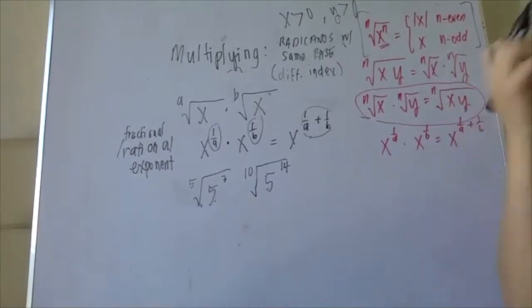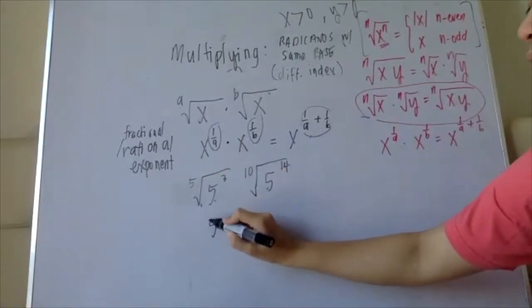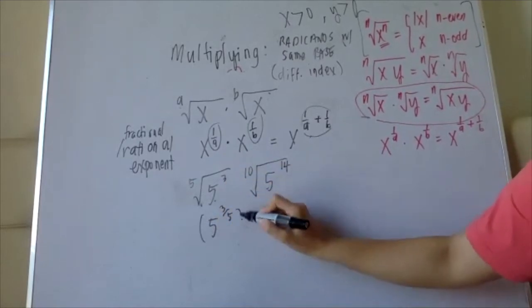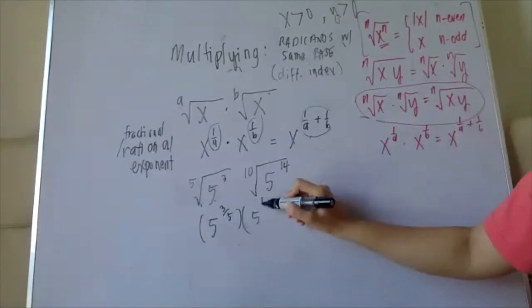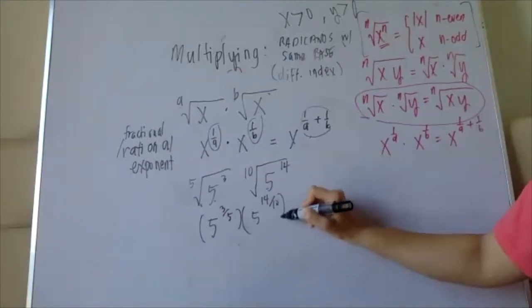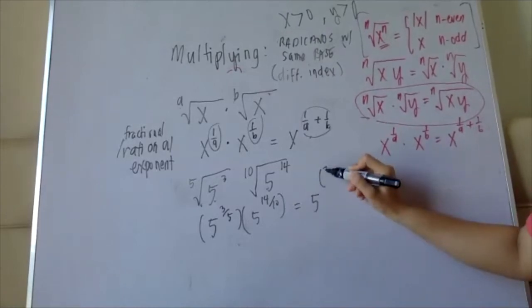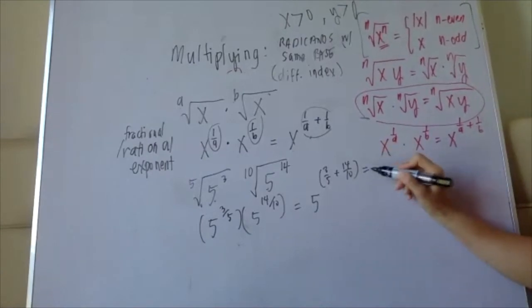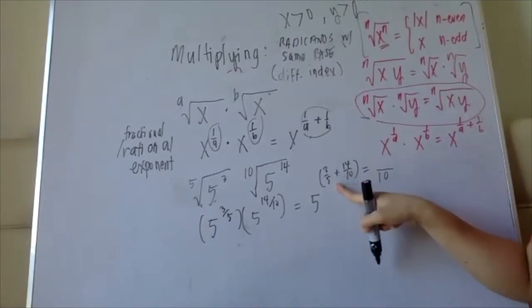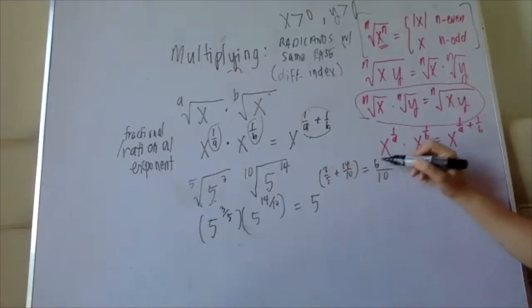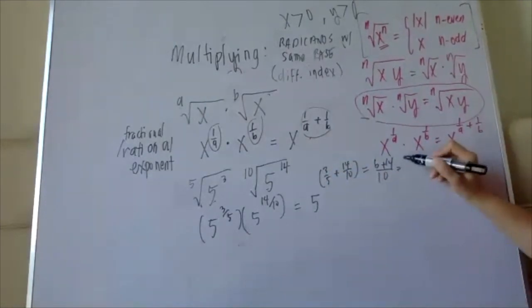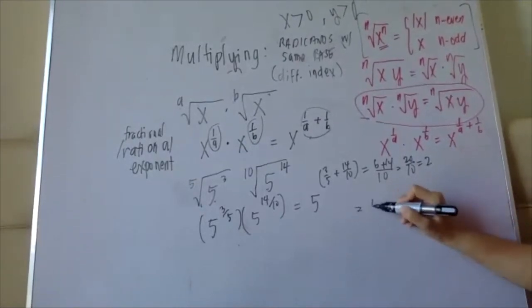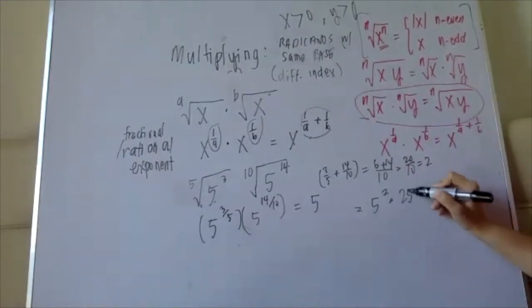Pwede kang ganitong form. 5 raised to 3 over 5 times 5 raised to 14 over 10. That's just equal to 5 raised to 3/5 plus 14 over 10. This is just equal to over 10. 10 divided by 5, that's equal to 2. 2 times 3, that's equal to 6. Plus 14. So this is equal to 20 over 10. 20 over 10 is just equal to 2. So we have 5 raised to 2 or 25.